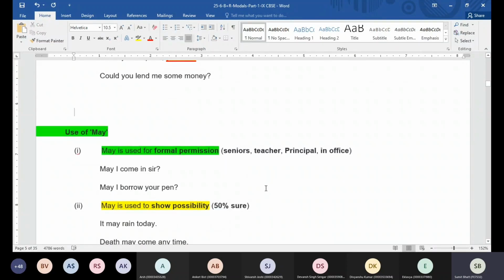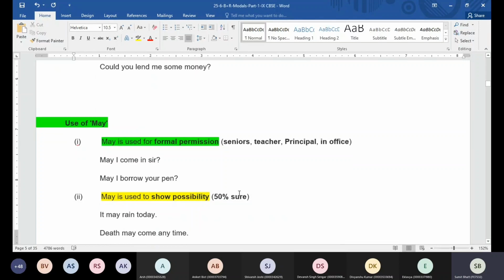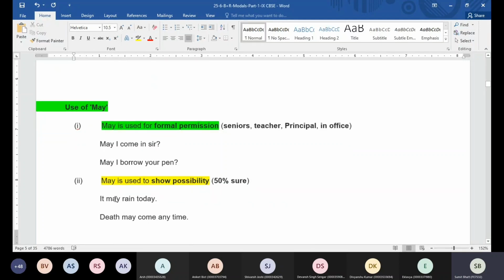May is also used to show possibility, guys. Now in possibilities, if there is a 50% chance of one thing happening, in that case we are going to go for the word may. Like it may rain today. So when you say it may rain today, how many percent possibility are we showing? 50%. Okay, that may come anytime. And this is the keyword, guys. Anytime generally means we are referring to something that may happen 50%. So that means we are referring to 50% chances always being there.